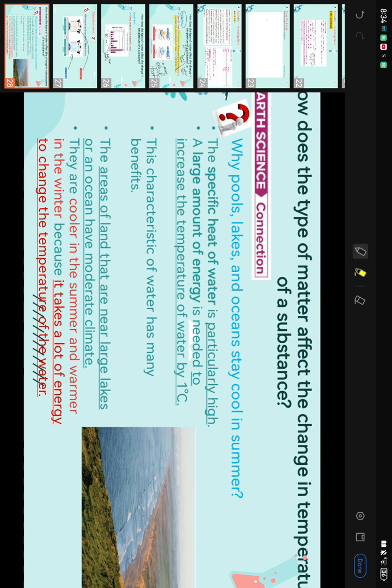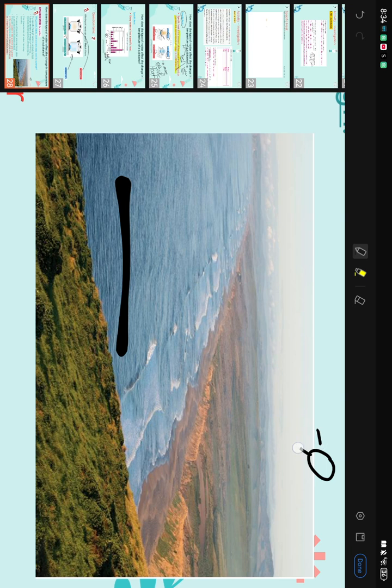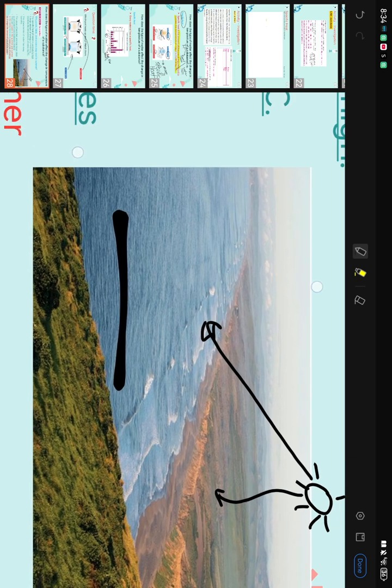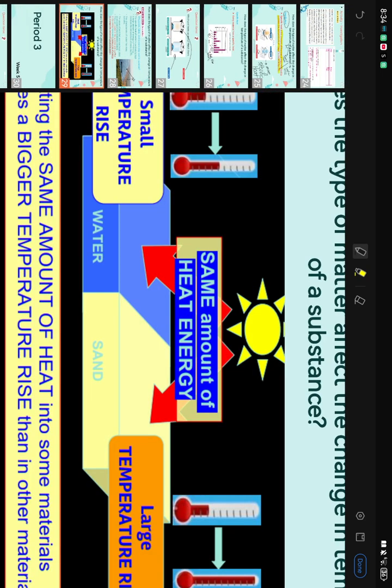Okay, so as I said, if we have the sun here, and sand takes the sunlight and radiation, and water also, both of them take the sunlight at the same amount and same time, but we can see sand gets warmer than water. That means the sand has a lower specific heat than water.